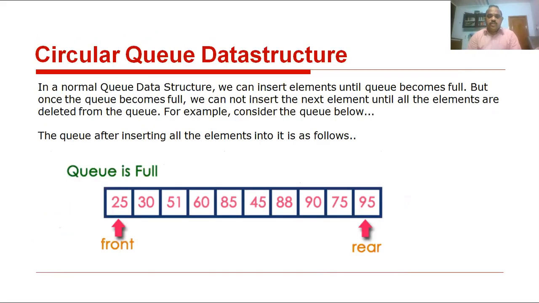This is a circular queue. In a normal queue data structure, we can insert elements until the queue becomes full. But once the queue becomes full, we cannot insert the next element until all the elements are deleted from the queue. For example, consider the queue below. This is front, this is rear, and there is no empty block in the queue. When rear equals max size -1, the queue is full.